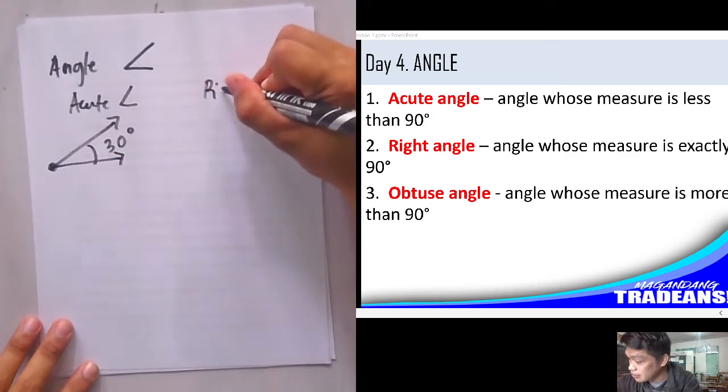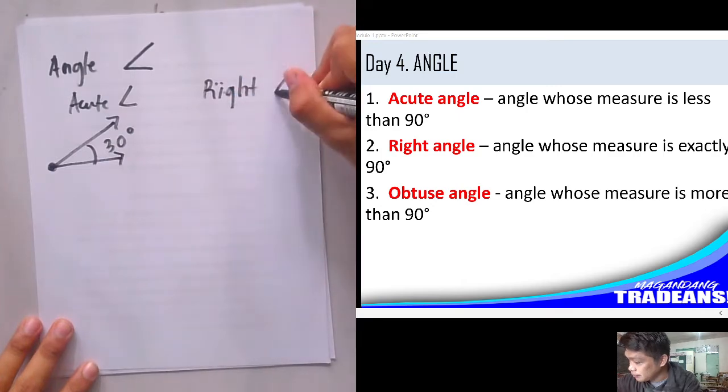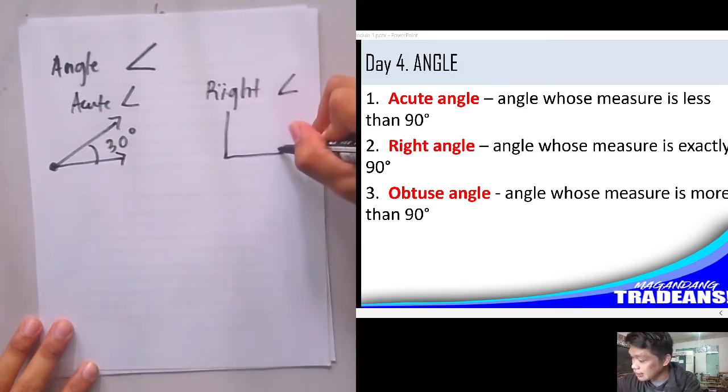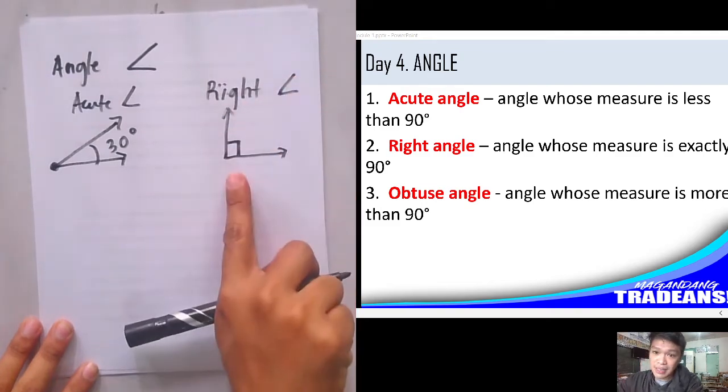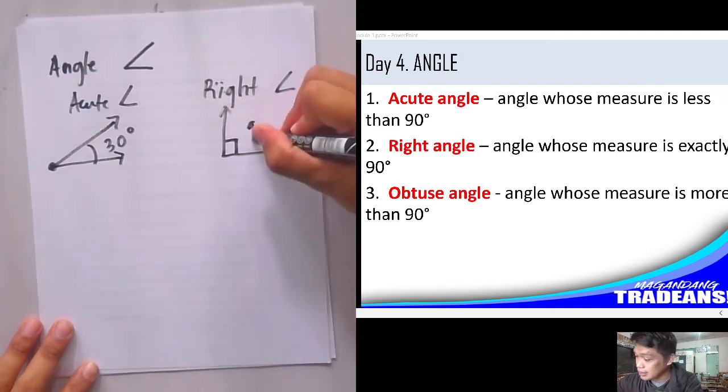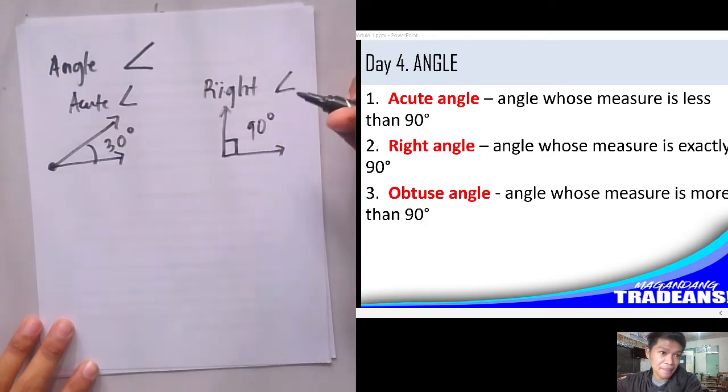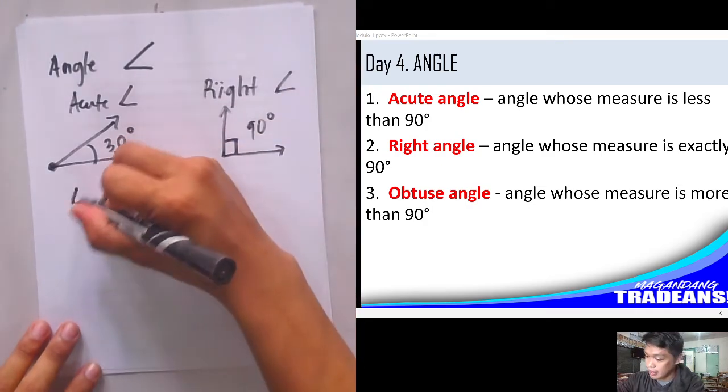The next one is the right angle. The right angle is exactly 90 degrees. Okay? The symbol for the right angle is a small box on its corner. Ibig sabihin, 90 degrees po yan siya. Exactly. The next one is the obtuse angle.